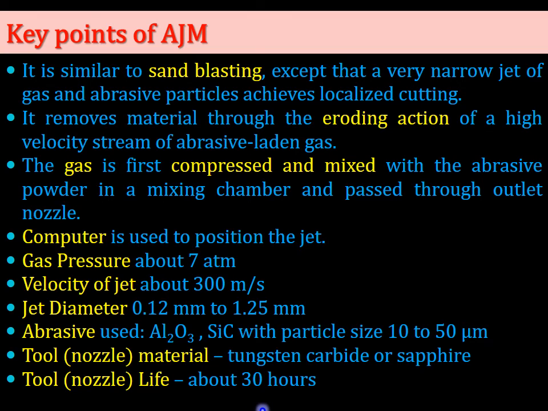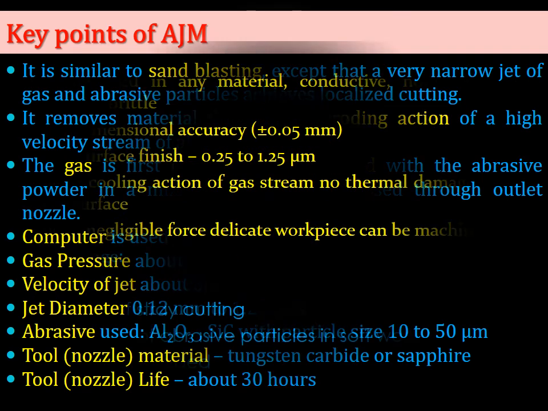Abrasives used are mostly Al2O3 or silicon carbide, with particle sizes of about 10 to 15 microns. So it is a small particle, like dust or powder form. The tool material is tungsten carbide or sapphire. The tool is called the nozzle material, and nozzle life is about 30 hours for sapphire. These are the general key points for the AJM process.